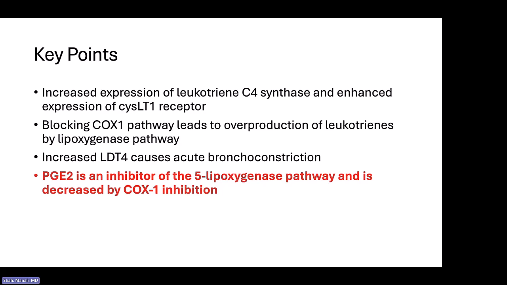So these are the key points, and that's a lot of cell stuff to know on a molecular level. The key points the board review talks about are knowing that there's increased expression of leukotriene C4 synthase, and enhanced expression of the CysLT1 receptor. Because you block COX-1 through these medications, it leads to the overproduction of leukotrienes by the lipoxygenase pathway. LTD4 is what causes the acute bronchoconstriction. And again, PGE2 is an inhibitor of the 5-lipoxygenase pathway and is decreased by the COX-1 inhibition.